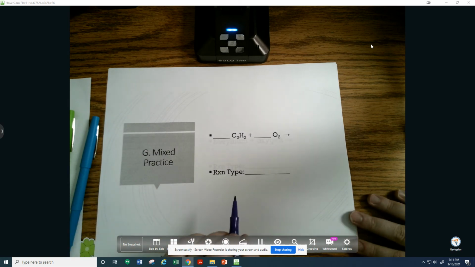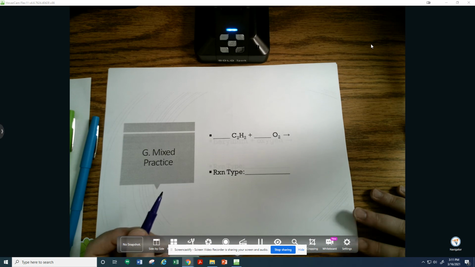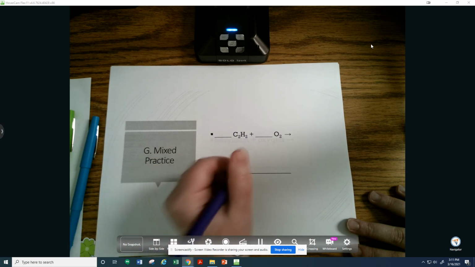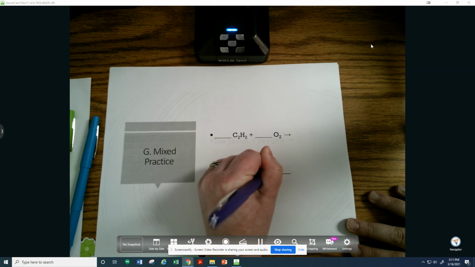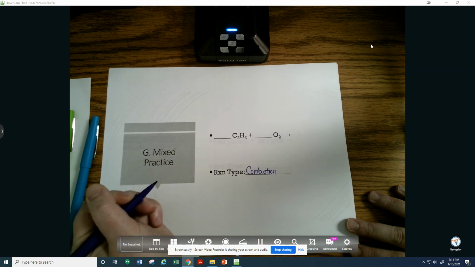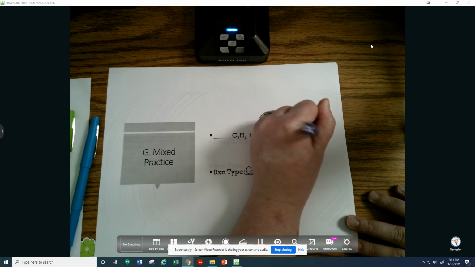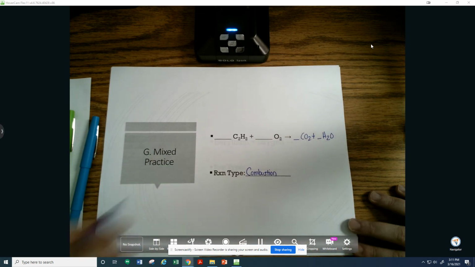So this first one, we have C2 plus H2. It's reacting with oxygen. So yes, I see 2 reactants. However, I see that this is a compound. It's reacting with oxygen. This is a hydrocarbon. So this is a combustion reaction. So as soon as you know that it's combustion, you then know the 2 products. You know that it's going to be CO2, H2O. You can then go through the process of balancing.